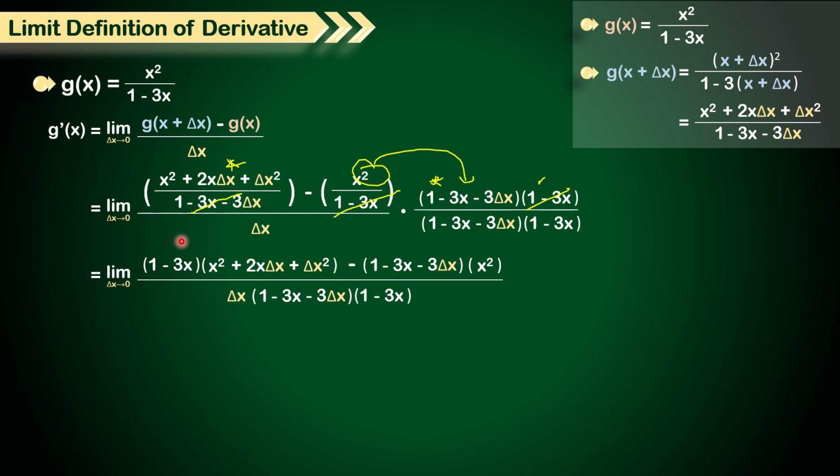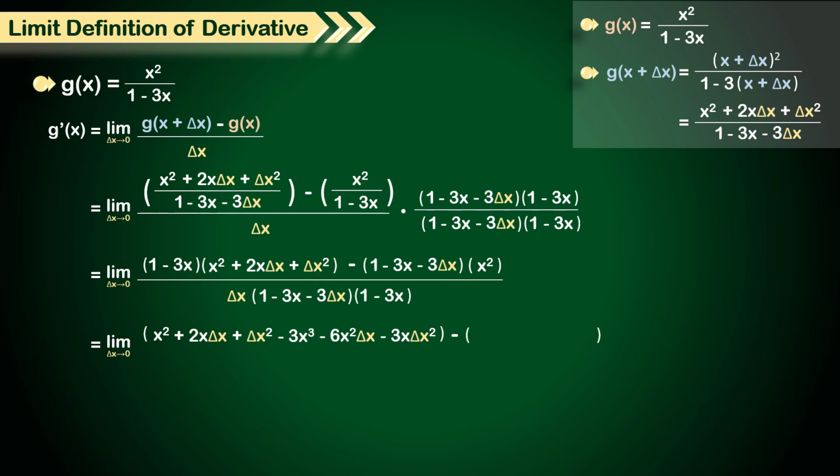Expand numerator. The product of 1 minus 3x and x squared plus 2x delta x plus delta x squared is x squared plus 2x delta x plus delta x squared minus 3x cubed minus 6x squared delta x minus 3x delta x squared, minus the product of 1 minus 3x minus 3 delta x and x squared, which is equal to x squared minus 3x cubed minus 3x squared delta x, over the whole denominator.